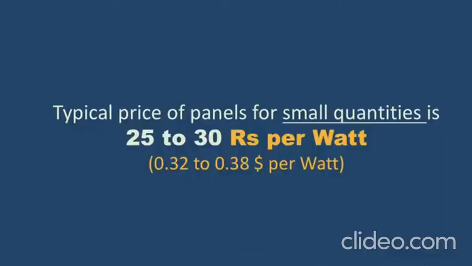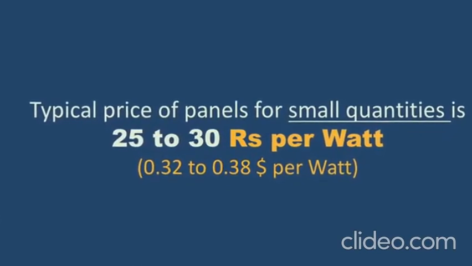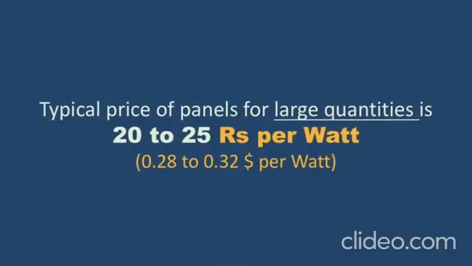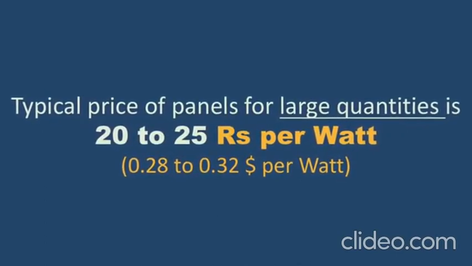So what is the cost of solar panel available in the market today? Well, typically, if you are buying a solar panel in a smaller quantity, like few thousand watts or few kilowatt or 500 watt, you need to pay around 25 to 30 rupees per watt. So if you are buying a large quantity of solar panel for a big size megawatt level plant, then you can buy the solar modules at around 20 to 25 rupees per watt.